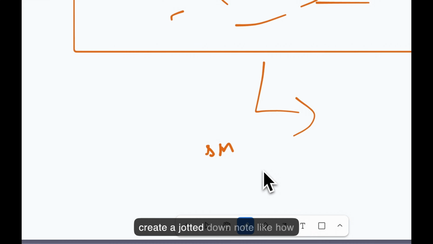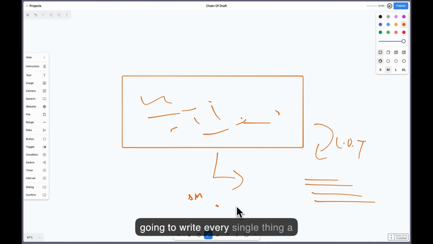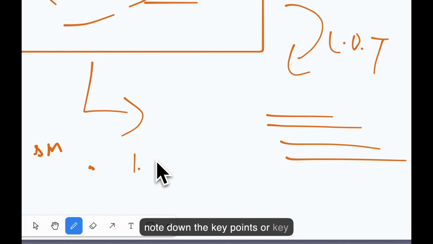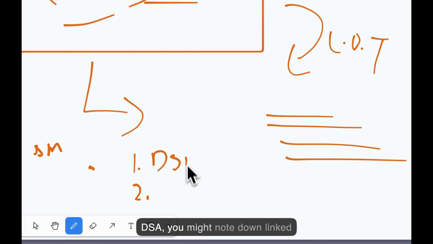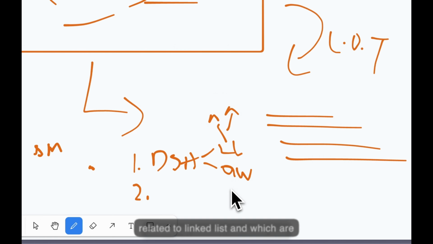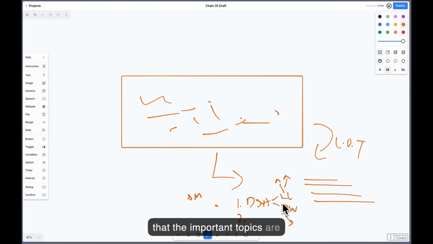It'll just create a jotted down note, like how we do it in class. You're not going to write every single thing a teacher might say. You will just note down the key points, or key topics for an upcoming exam. You'll note those down rather than the questions. In DSA, you might note down linked list and queues. You'll not note down certain questions related to linked list and queues, because you don't know if they are going to come or not. You'll just note down that the important topics are linked list and queues.